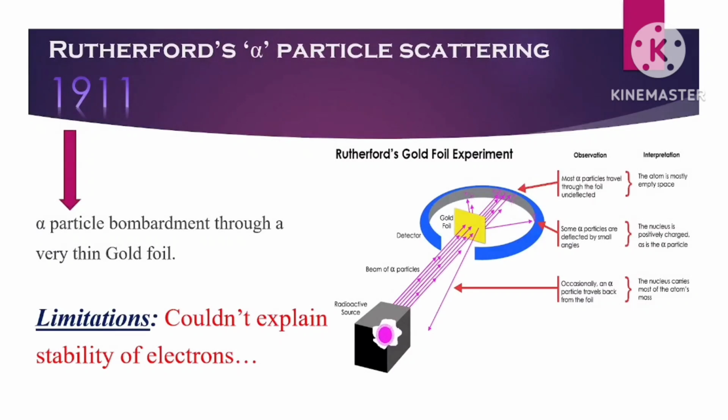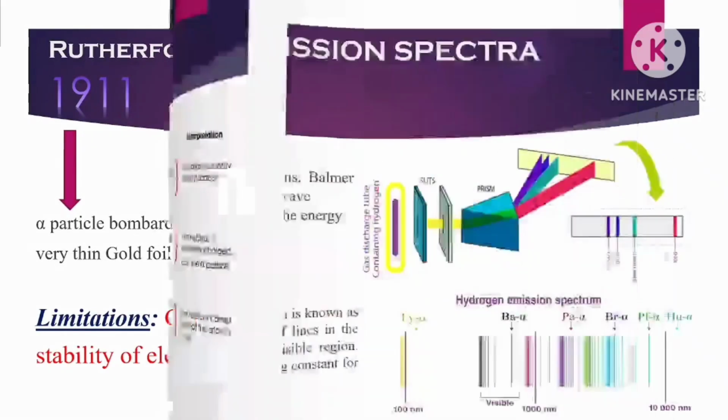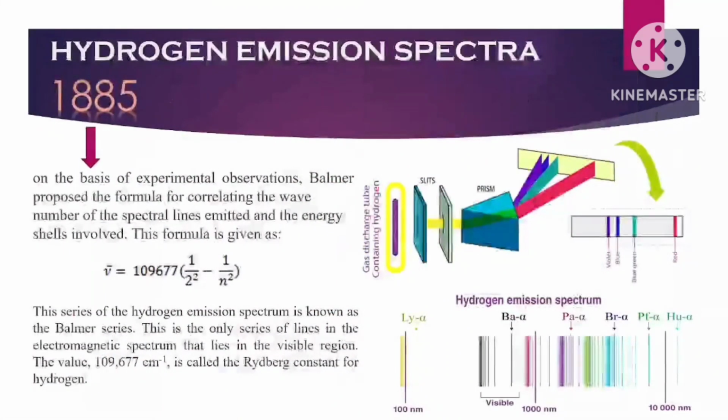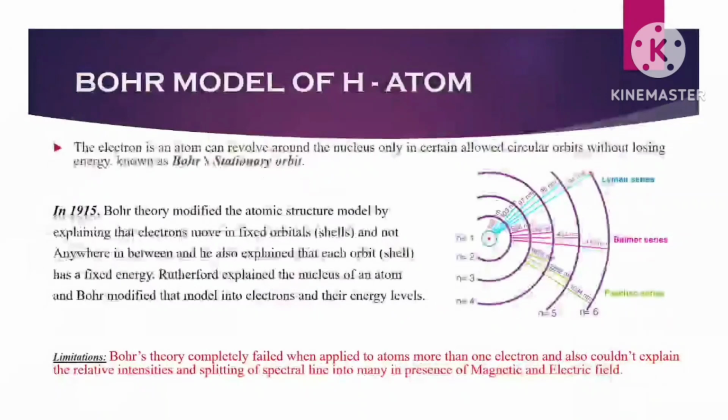The experiment concluded that the entire mass and the entire positive charge is concentrated in a very small part of the atom called the nucleus. But he failed to explain the stability of the electrons. Also, he failed to explain the hydrogen emission spectra. It is observed that line spectra is obtained instead of continuous spectra. Though Niels Bohr successfully explained the atomic spectra, he failed to explain the relative intensities and fine structure.